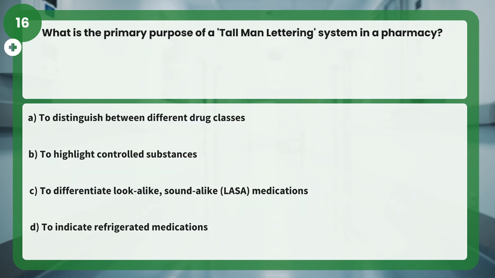Question 16. What is the primary purpose of a tall man lettering system in a pharmacy? A. To distinguish between different drug classes. B. To highlight controlled substances. C. To differentiate look-alike, sound-alike medications. D. To indicate refrigerated medications.